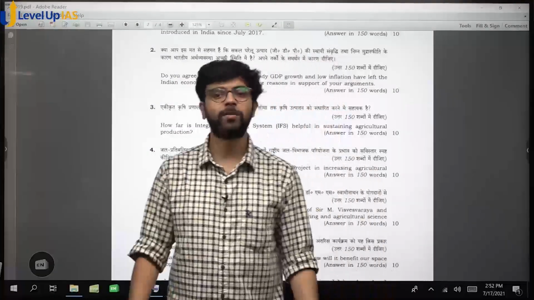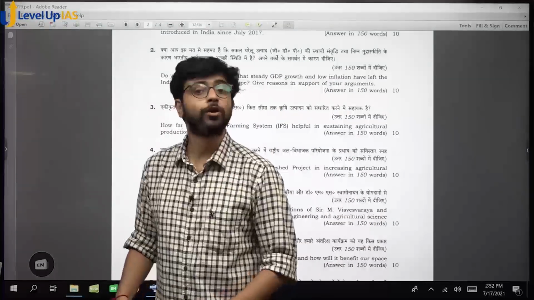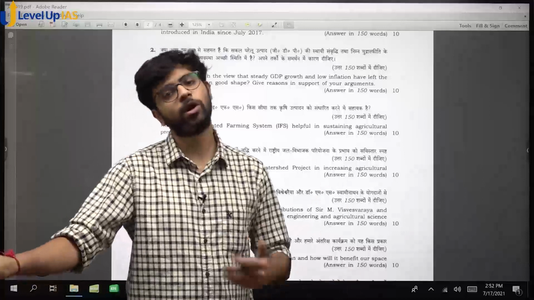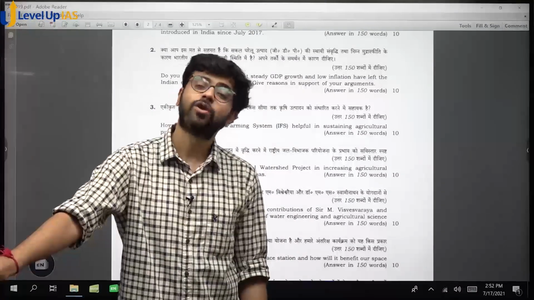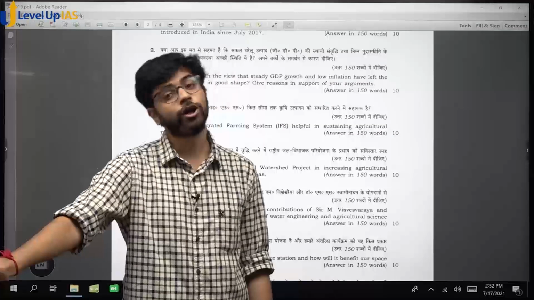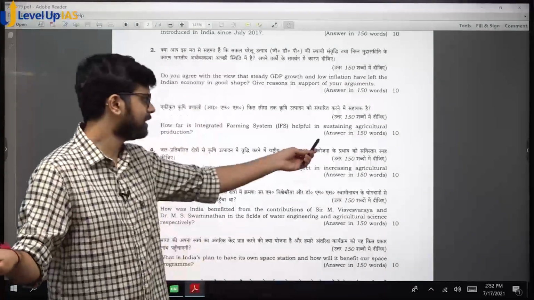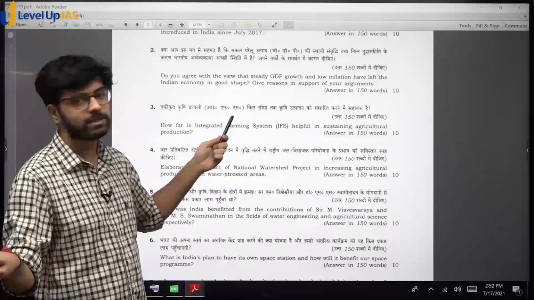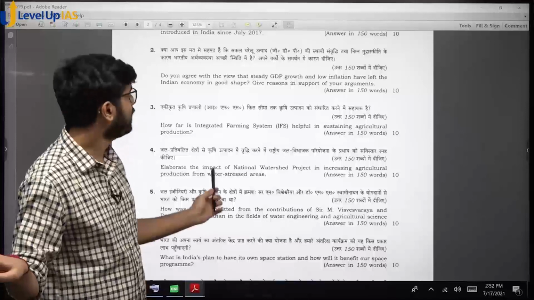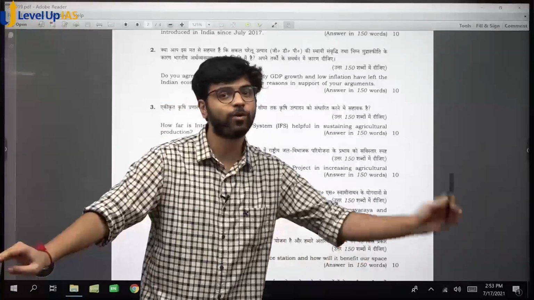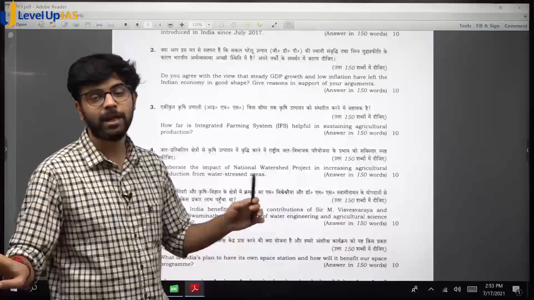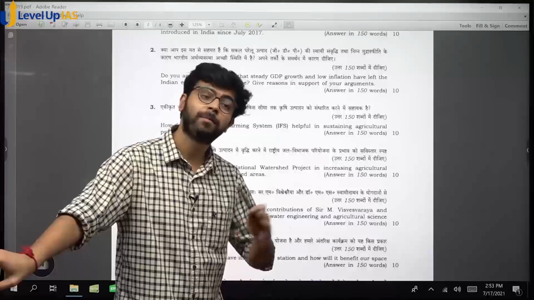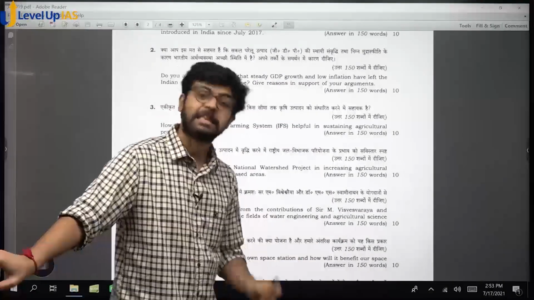Productivity doesn't go below a certain point. That is one of the metrics. Fertilizer use is restricted. If it constantly uses more and more fertilizer, it is not sustainable. Harm to soil is less. Water use is efficient. That is how you measure sustainability of agricultural production. Then you have to write how IFS, the integrated farming system, helps with maintaining soil quality, reducing pesticide use, and preventing the excess use of fertilizers.